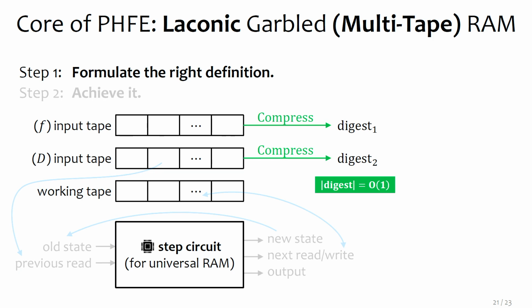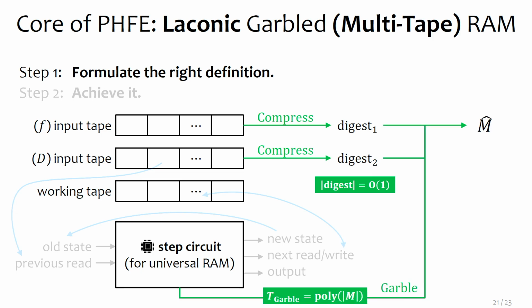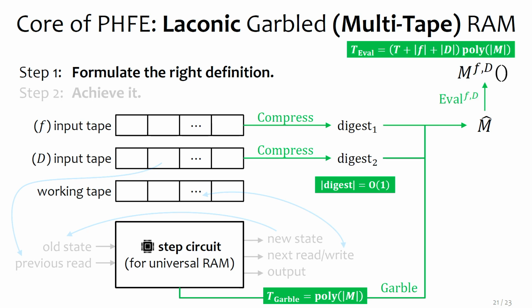In our notion of laconic garbled RAM, the first step is to compress the tapes to obtain a short digest, which is of constant size. And then we apply the garbling procedure to the RAM step circuit to obtain a garbled RAM. And lastly, using the tape content together with the garbled RAM, we can compute the output of this RAM in time t plus the input tape sizes times a polynomial in the RAM machine.